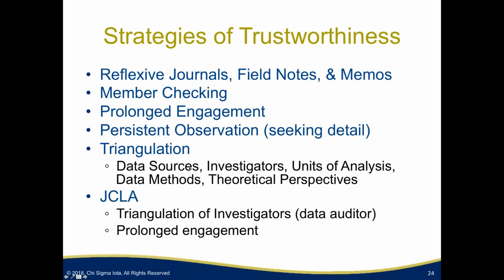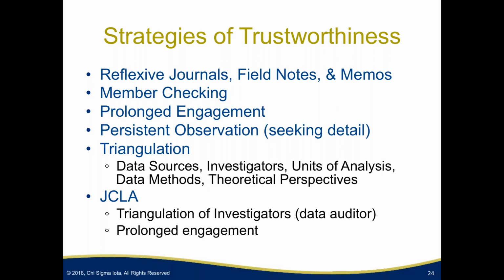So your data sources and your data methods, if you use more than one type of thing or one type of investigator to do something, so you could be the main researcher and you could have a peer debriefer. You could also have a research team. So you're triangulating your investigators, and that increases the trustworthiness of it.